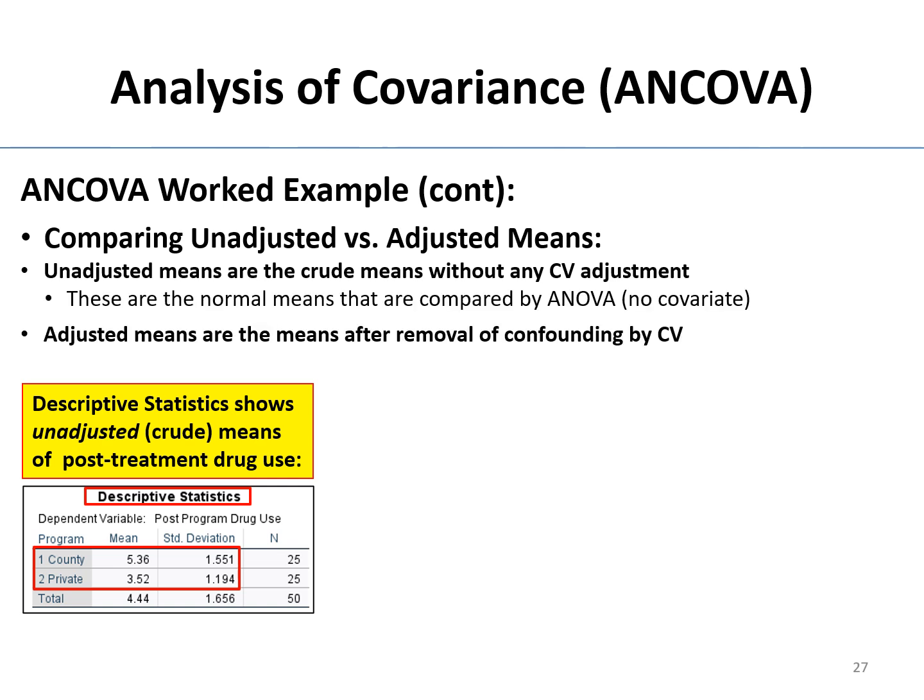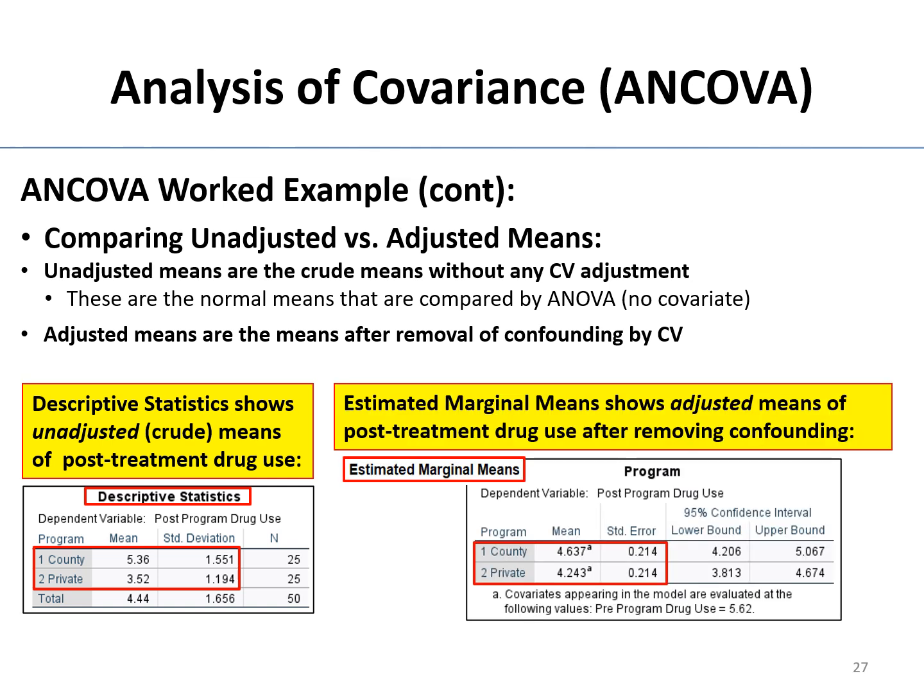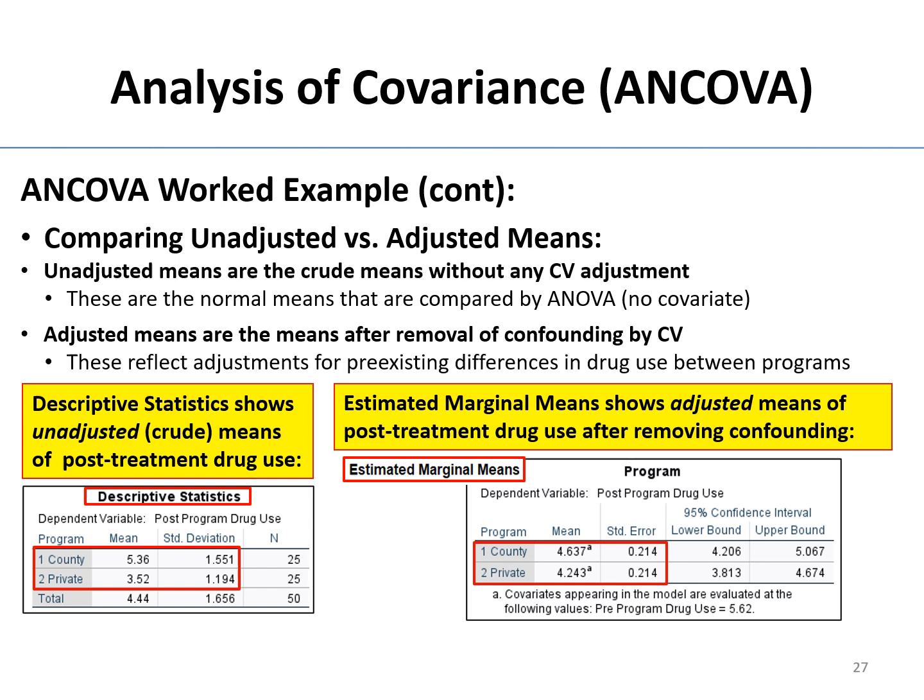Then there are the adjusted means. Those come from the estimated marginal means table. They are the means after you statistically equalize the groups on the covariate. That is, after you adjust for the covariate. There's your estimated marginal means, and you can see they both change. So the county went from 5.36 to 4.64. The private went from 3.52 and moved up to 4.24.